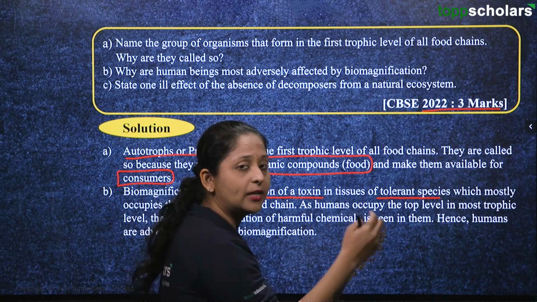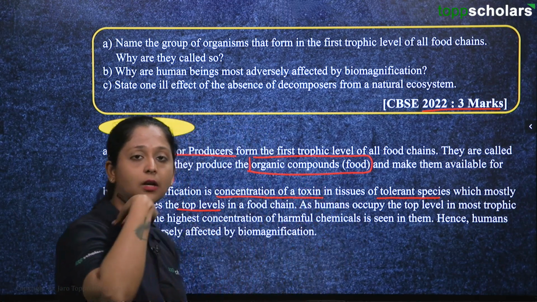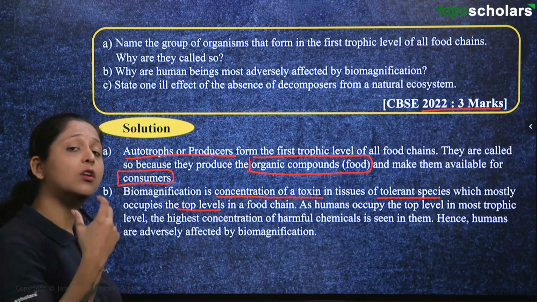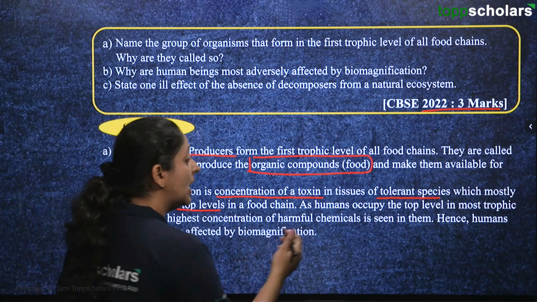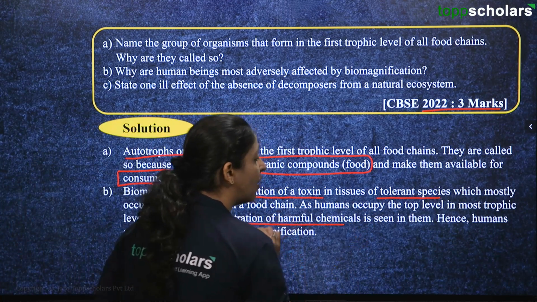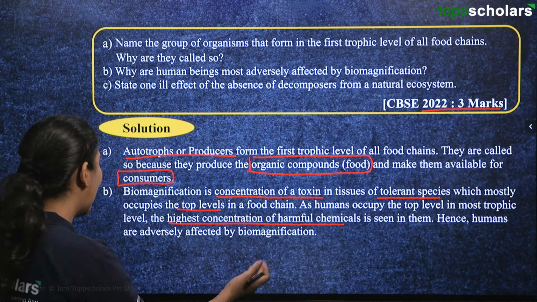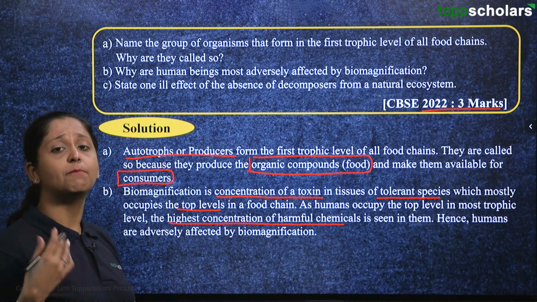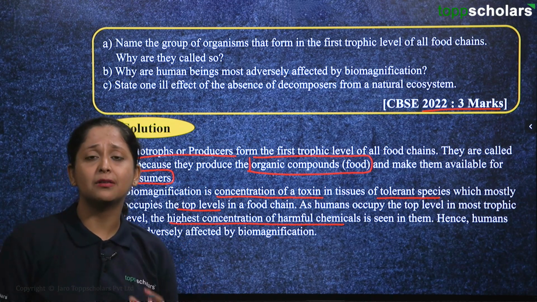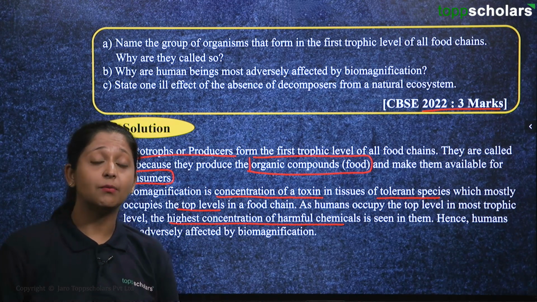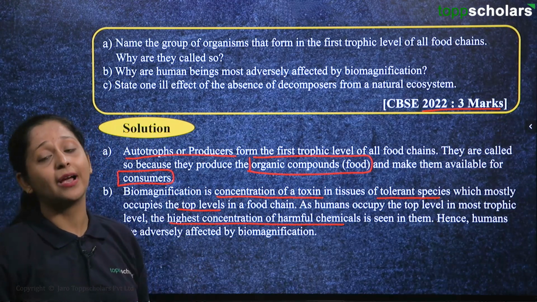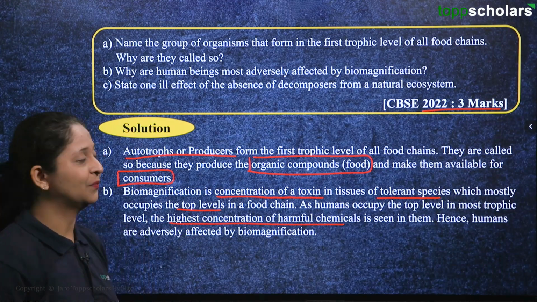So in our body, when this toxin is accumulated, it gets accumulated into the tissues. As humans occupy the top levels in the trophic level, the highest concentration of harmful chemicals is seen in them. Hence, humans are adversely affected because of biomagnification. Nowadays, you would find a lot of food items which are covered with chemicals, covered with pesticides. Why? Because we are using them. And ultimately, all of this is getting accumulated and biomagnified into our tissue system.